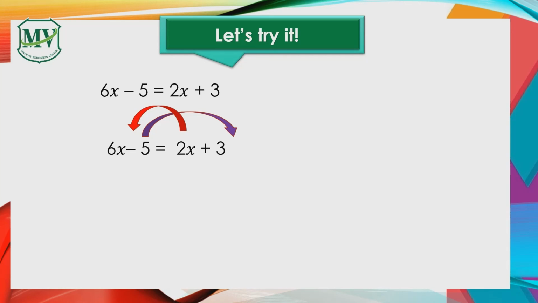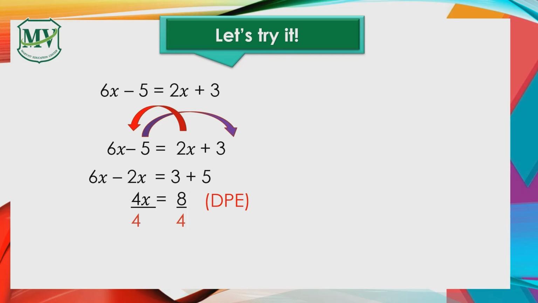So we have a new equation. 6x minus 2x is equal to 3 plus 5. Then, perform the operations. 6x minus 2x is equal to 4x. 3 plus 5 is equal to 8. Then, use the division property of equality, which allows us to divide 4 from both sides of the equation.